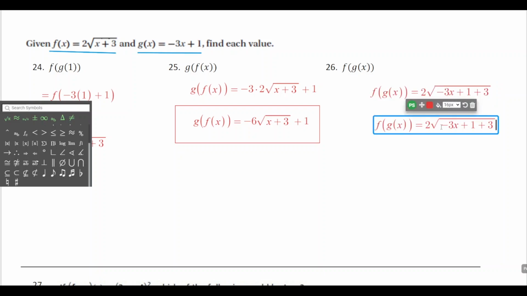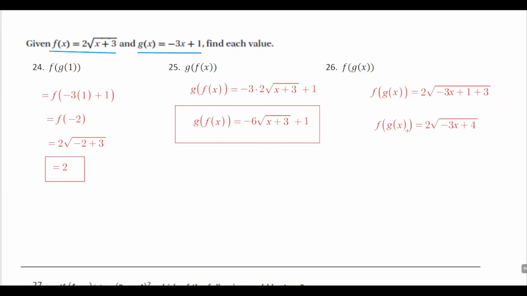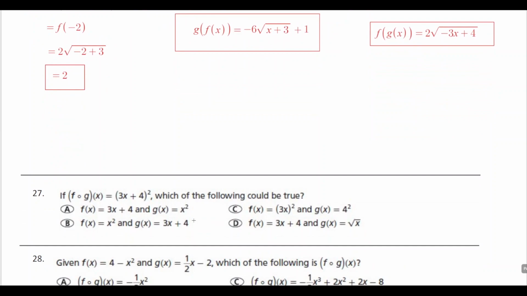So we've got 2 times, let's see, the negative 3x stays the way it is, then we've got plus 4. All right, so there's number 26. Now let's take a look at 27.